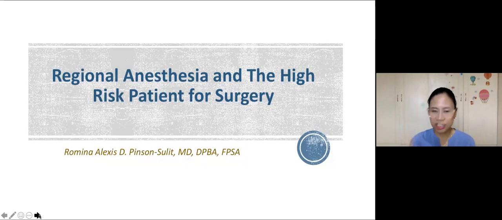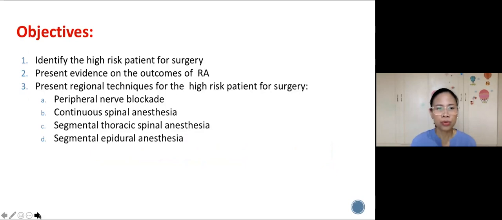so this session would want to discuss with you regional anesthesia and its benefits on the high-risk patient for surgery. So these are the following objectives for our session. We would want to identify the high-risk patient for surgery, present evidence on the outcomes of regional anesthesia for the high-risk population, and then we would want also to discuss and review the techniques that we can utilize for our high-risk patients for surgery, right?